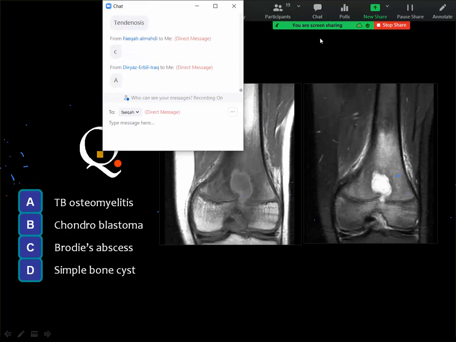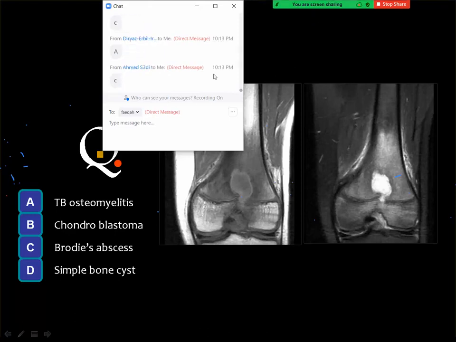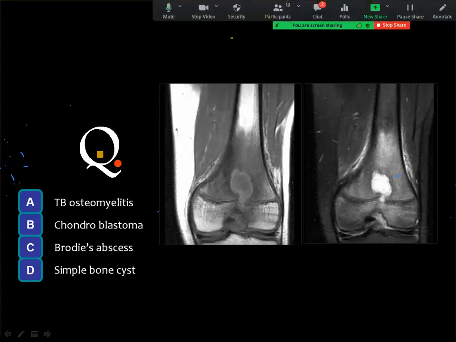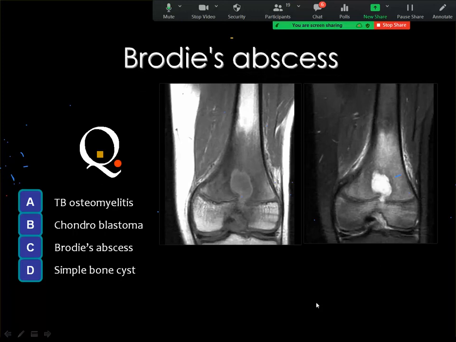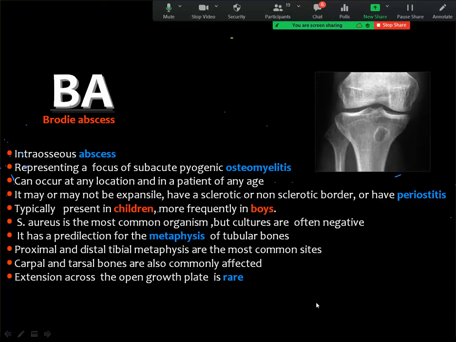C, which means the Brodie's abscess, and yes, C is the Brodie's abscess. The answer is right. This is an intramedullary lesion with some criteria of high signal margin in the T1 weighted image, surrounded by evident bone marrow edema, as you can see in the T1 and the STIR images. This is the classic appearance of Brodie's abscess.